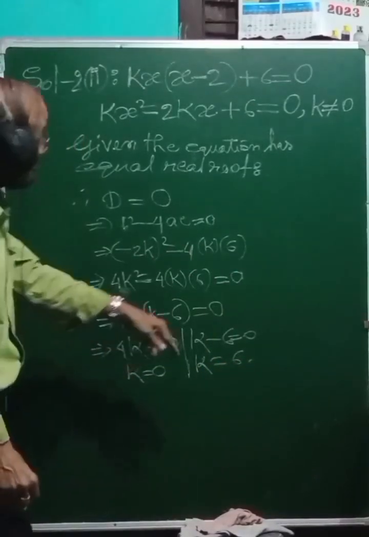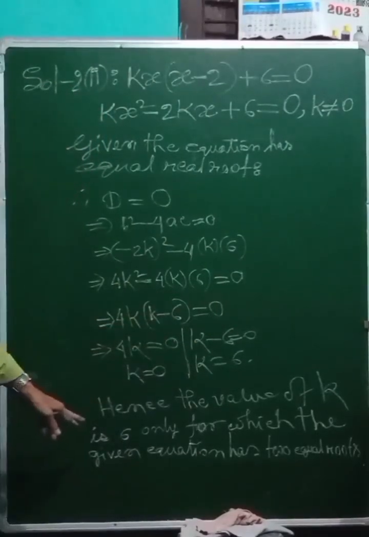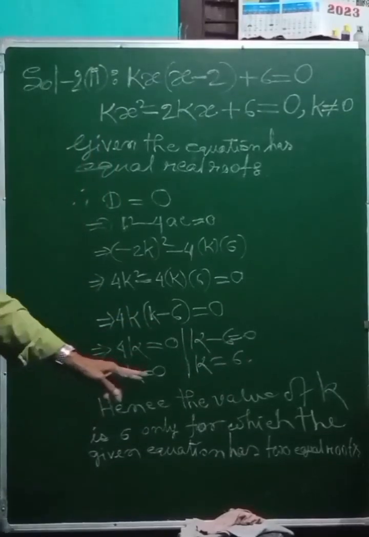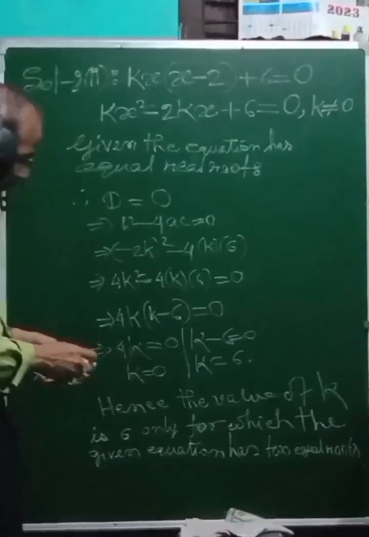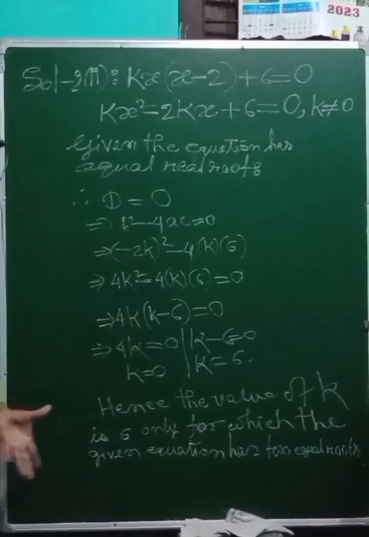k is 0, but k is not equal to 0. Hence the value of k is 6 only, for which the given equation has two equal roots. In your competency based questions, this type of explanation is good.